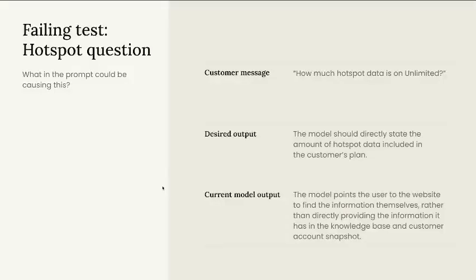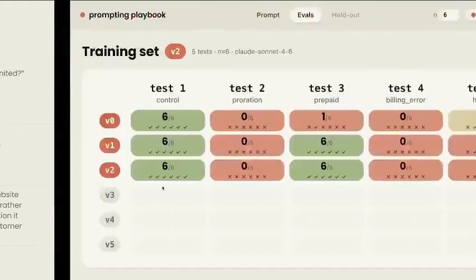First of all, then, the hotspot question. So the question is how much hotspot data is on my unlimited plan. What we expect the model to do is state directly the amount of hotspot data that the customer has. And the reason this is a slightly complex case is because the customer test case that we're dealing with is on a legacy plan. So actually, the current policy doesn't apply to them.